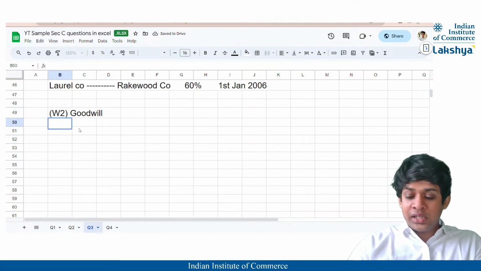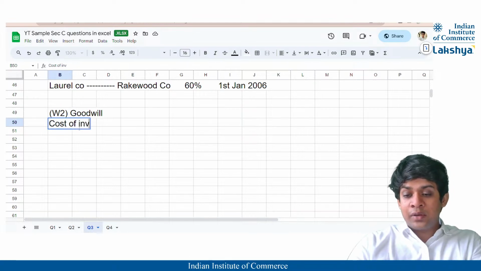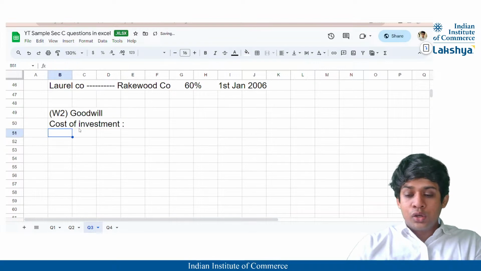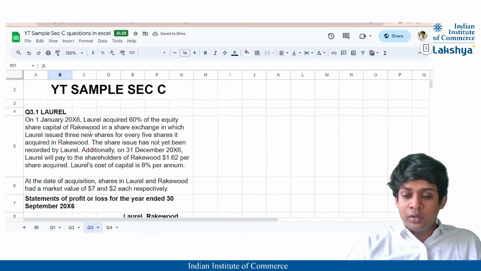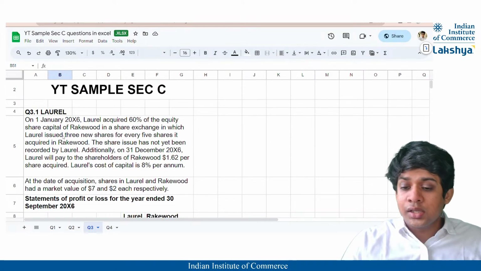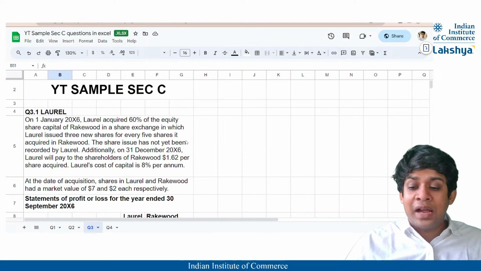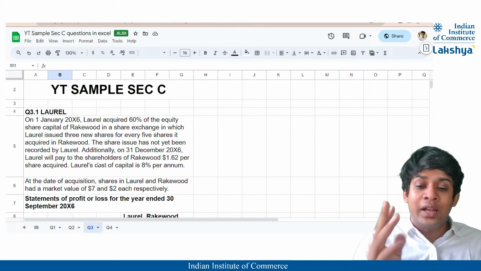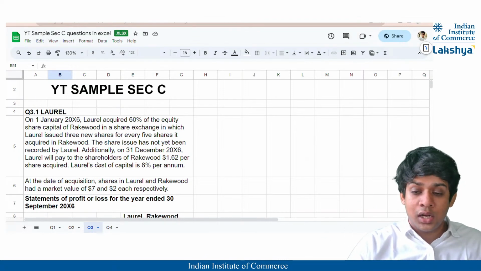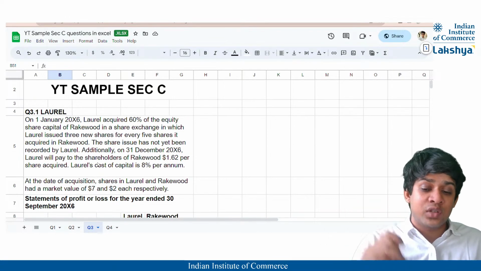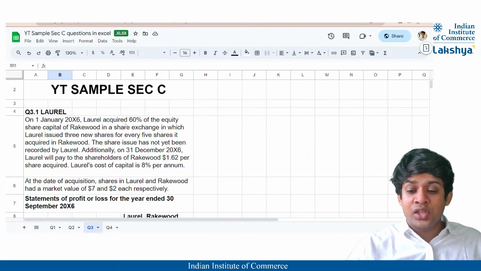Okay, because anyway the first thing that we saw is the cost of investment, right? So firstly, in the cost of investment, the initial paragraph that is there, what is it? Laurel has acquired 60% of the equity share capital of Recwood in a share exchange in which Laurel has issued 3 new shares for every 5 shares it has acquired in Recwood. That means Laurel has paid 3 shares for acquiring 5 shares of Recwood, right? It is a share exchange based on the number of shares acquired. They have stated 5 shares it acquired in Recwood.